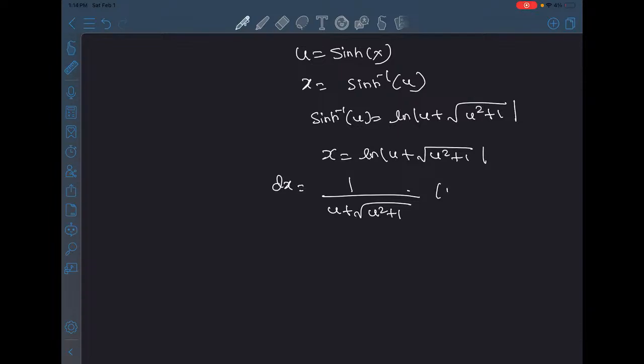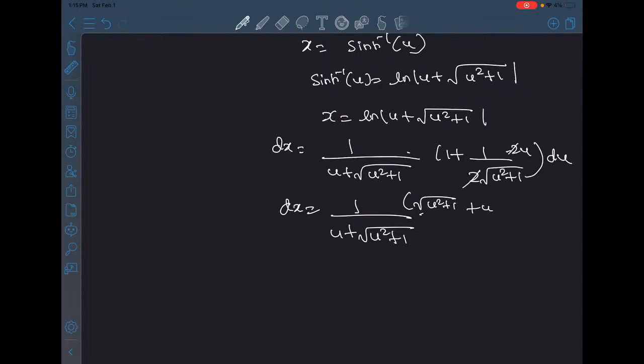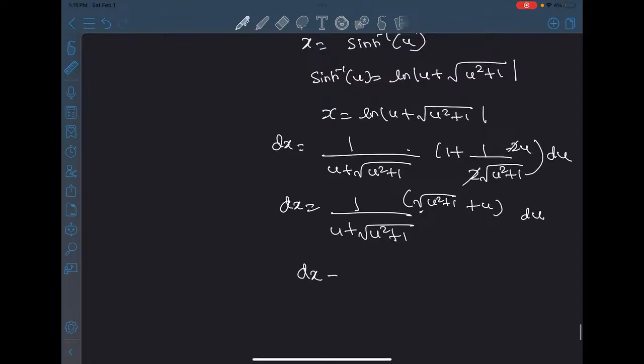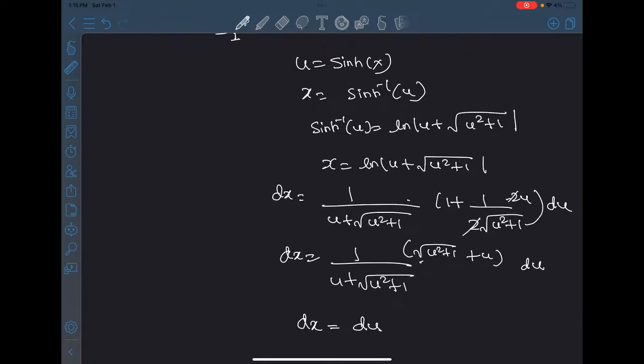And then this will be 1 plus 1 by 2 square root of u square plus 1 times 2u times du, right? So dx will now be 1 by u plus square root of u square plus 1 times, this cancels out, so this will be square root of u square plus 1 plus u du. And dx is just du. How is that possible? Wait, what did I mess up?